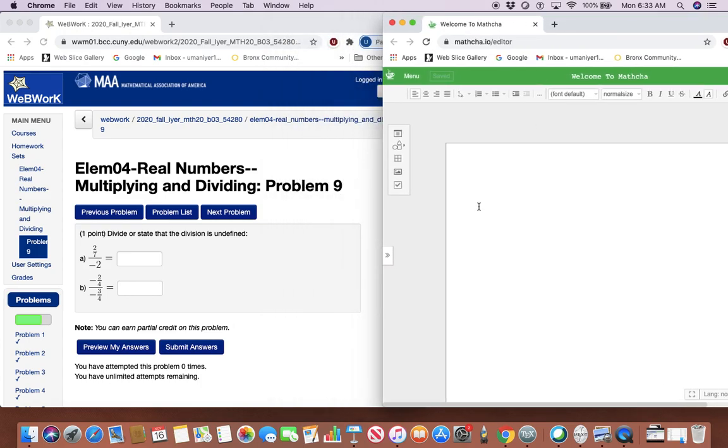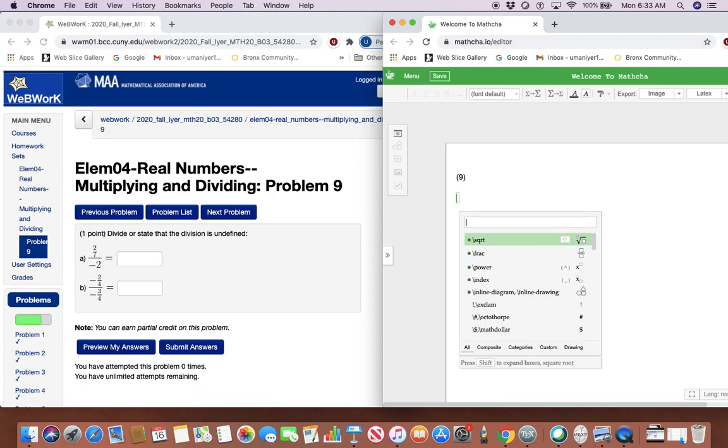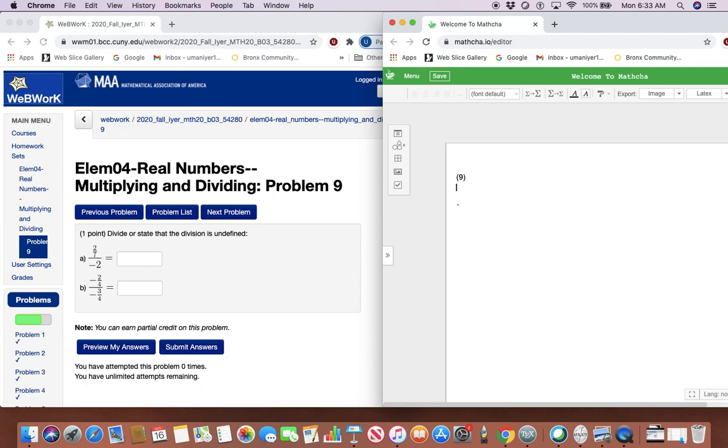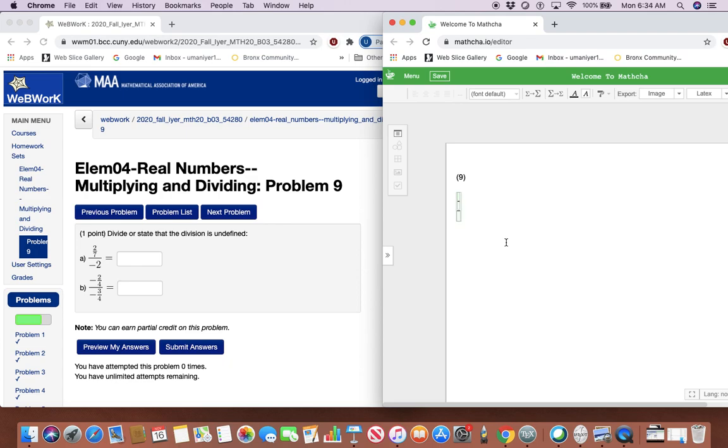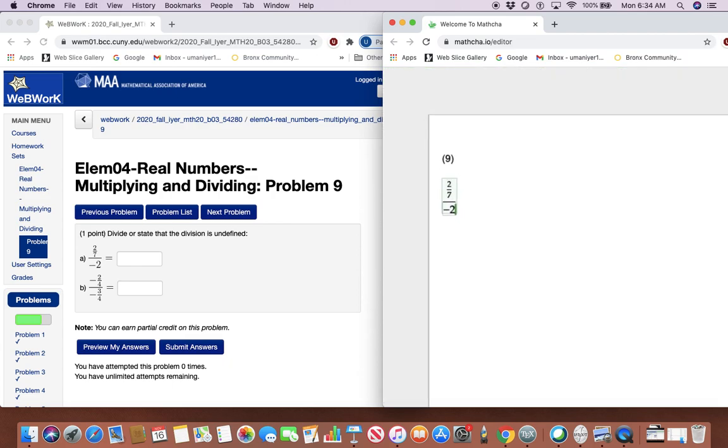Problem 9. You have a fraction divided by -2, right? So you have a fraction. The numerator itself is a fraction, and that fraction is 2/7. The whole thing divided by -2.